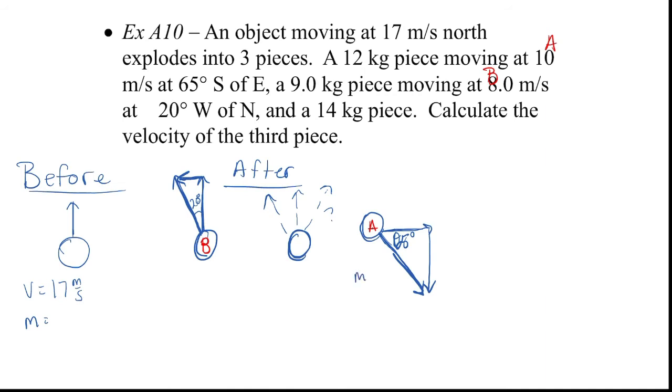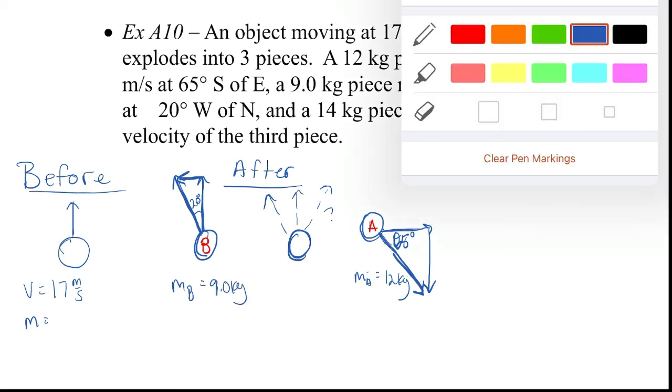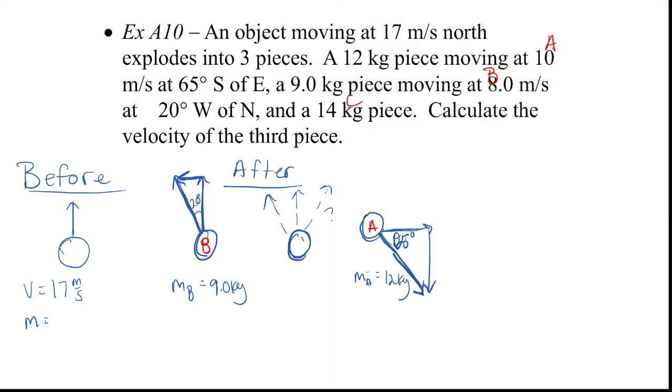But we do have all their masses. So I know the mass of A is 12 kilograms. We know the mass of B is 9 kilograms. And then I'll call this piece C, and that's going to be 14 kilograms.